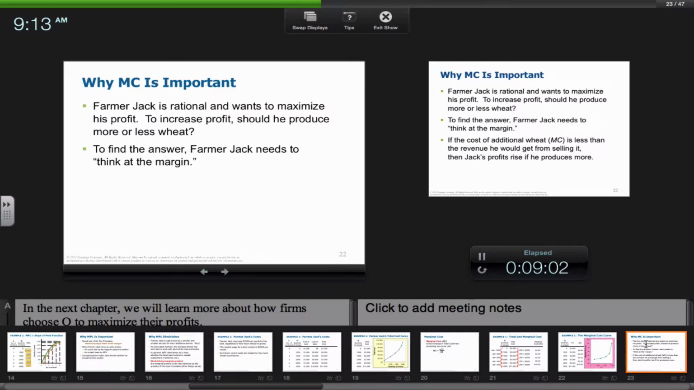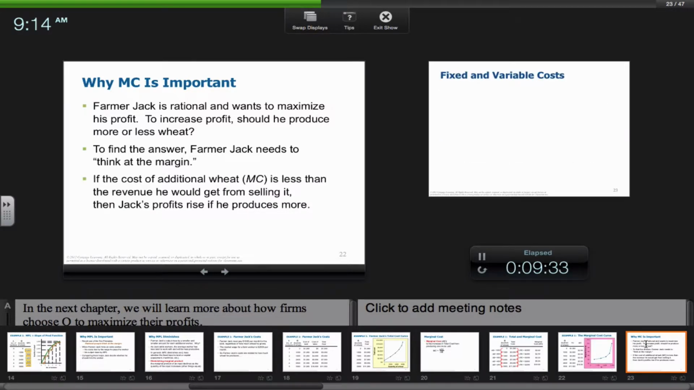Okay, so Farmer Jack has to think at the margin. Have I convinced you guys that you spend your lives thinking at the margin? You don't think about that first step in productivity. You think about the last point. I just wonder why the farmer knows so much about margin. Oh, farmers are actually very shrewd businessmen. If they weren't, they'd be homeless. Farmers have to be pretty well schooled in this stuff.